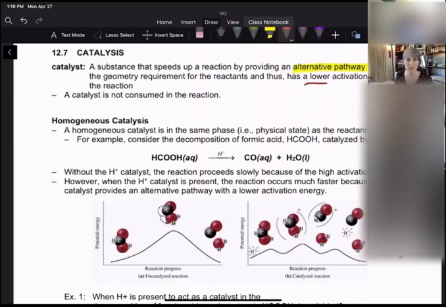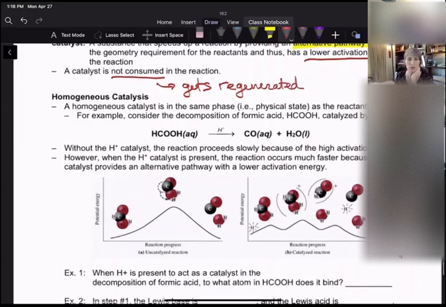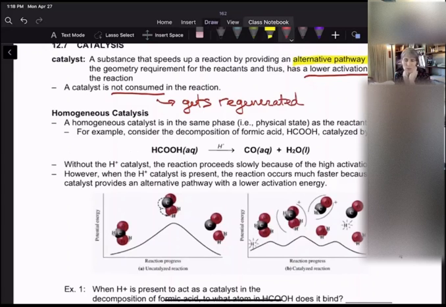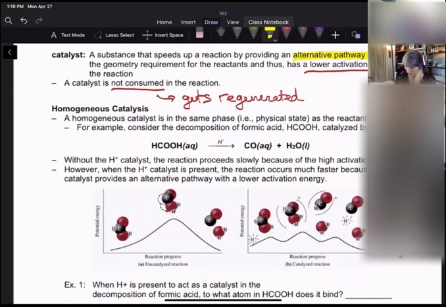And the other thing is they're always regenerated. So you can use a really small amount of catalyst because it's not consumed in the reaction. So vitamins, for example, are catalysts. A lot of our biological reactions would not take place in a reasonable timescale for life if we didn't have catalysts. If we have a homogeneous catalyst that has the same state of matter, so these both look like they're all aqueous phase.